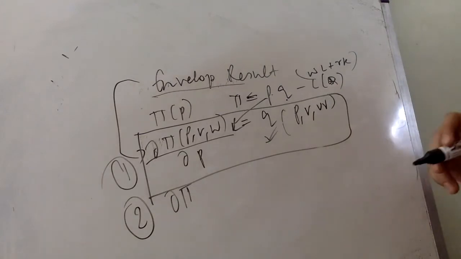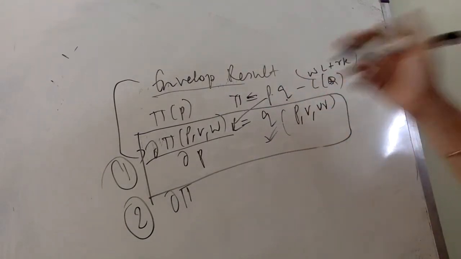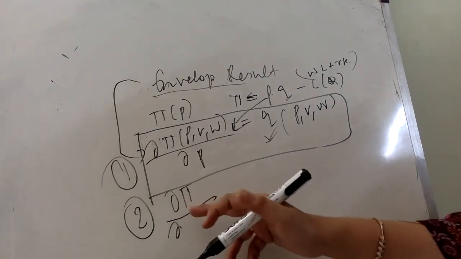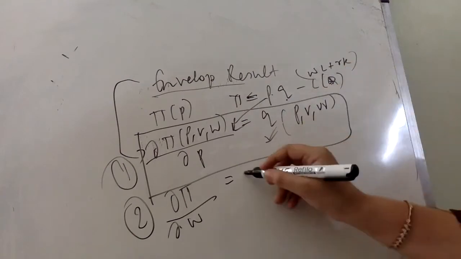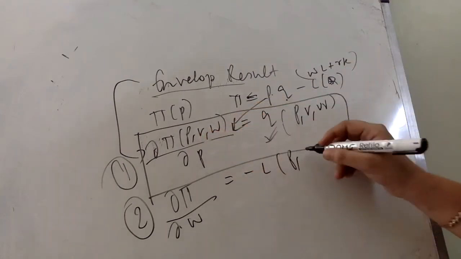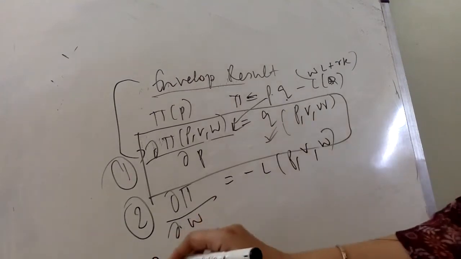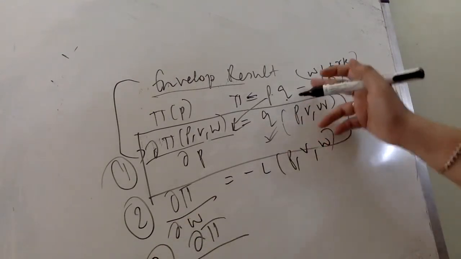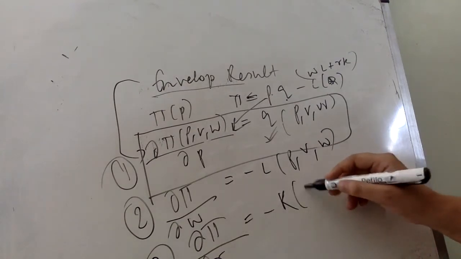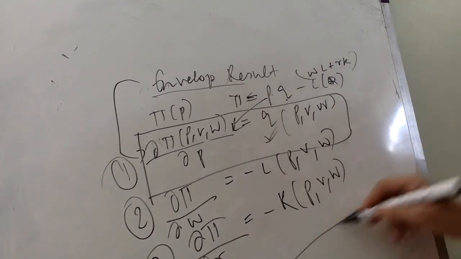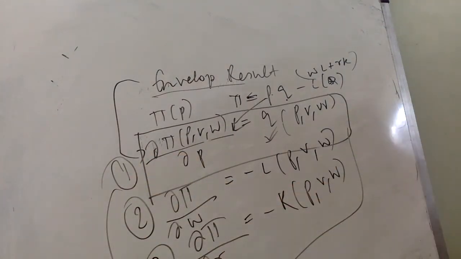Alright, now if I derive the cost with respect to W, so I'm deriving profit with respect to W, what do I get? It's minus L, which is a function of all these parameters, P, V and W. The third envelope result is the derivative of profit with respect to R, and this becomes minus K, which is again a function of P, V, W. So all these results are important. They are part of the envelope results, so keep this in mind. Okay, next I will explain one of the examples related to it.